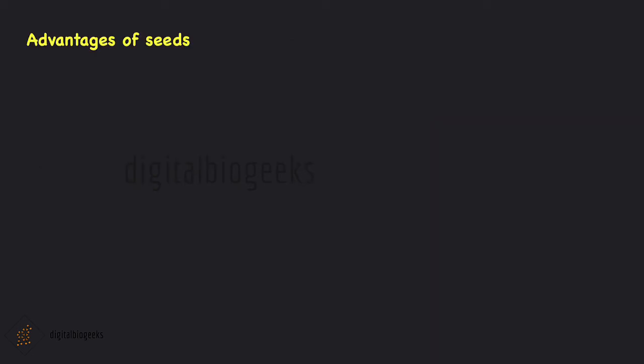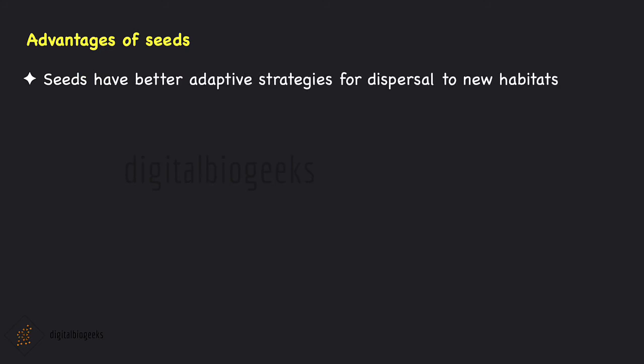Now let's learn about the advantages of seeds. Seeds have better adaptive strategies for dispersal to new habitats and it helps the species to colonize in other parts as well. Strategies like some seeds have hooks on them to attach to animals' fur or our clothes. Some can float in water. When the seeds are light, they can be easily carried away by the wind.